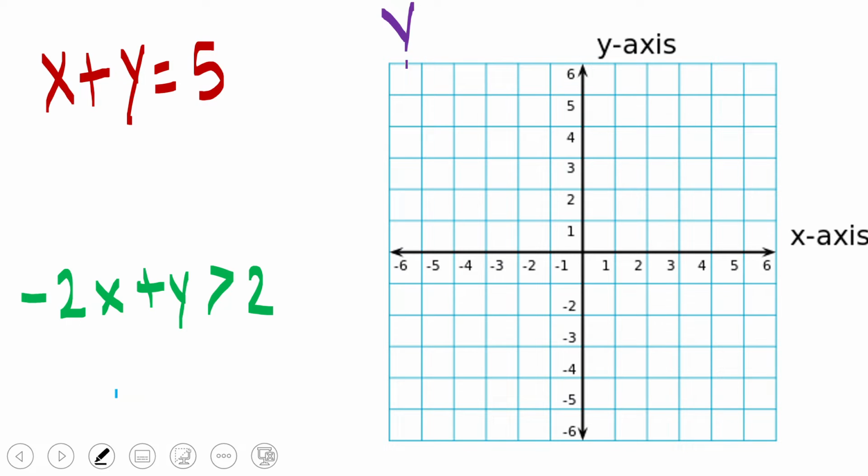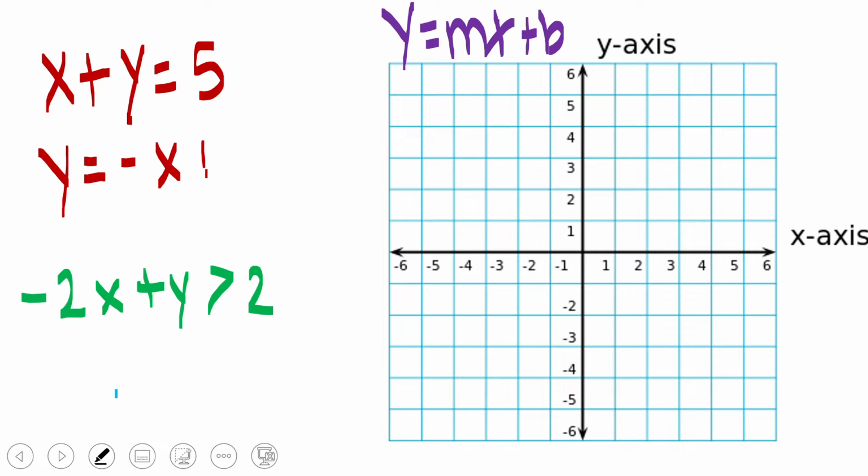Remember to work from your y equals mx plus b formula, where b is the y-intercept. So thinking about that, let's solve the first one and put it in that form. And we'll go ahead and look at the second one. Put it in that form as well. Y is greater than a positive 2x plus 2. That will help us get started.